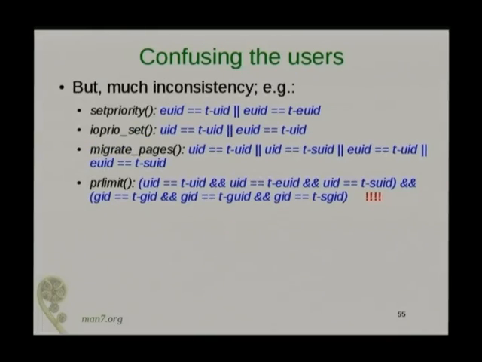But there's a lot of inconsistency, okay? And here, when I've got things like a set priority call on another process, the effective UID of the caller must equal the real UID of the target process, or the effective UID of the caller must equal the effective UID of the target, and so on and so on. My point, without drilling down into the details of each call, is that all of these calls do it differently. Okay? And the last one, indeed, is quite complex.